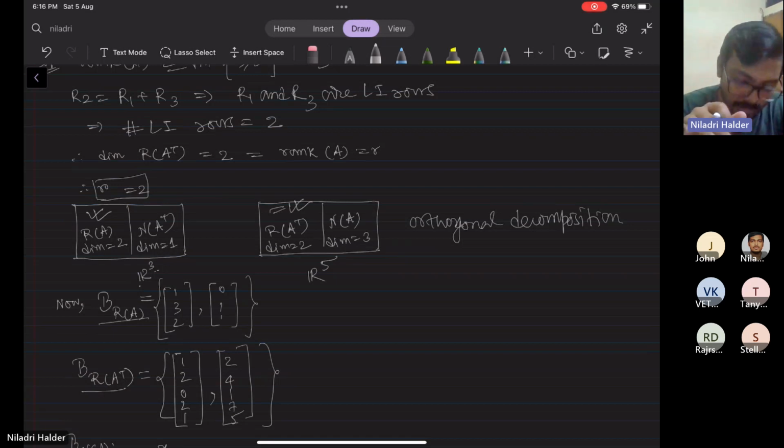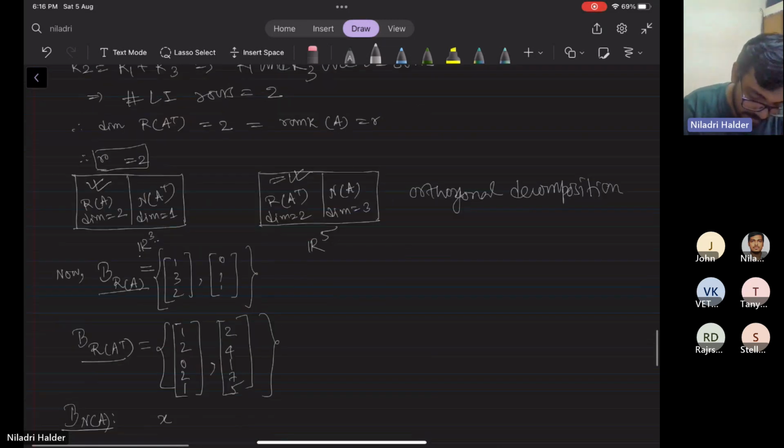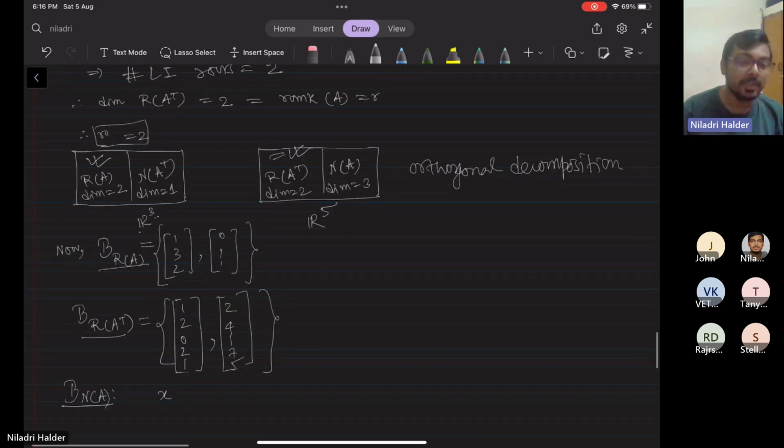Similarly, for the rows, each and every row has 5 elements. So the range space of A transpose, or row space of A, will be in the R power 5 domain. Out of the 5 bases, only 2 will be there for the range space of A transpose. So for the null space of A, there will be 5 minus 2, that is 3 bases. Now we are finding the basis of each subspace. So let's find the basis of the range space of A.